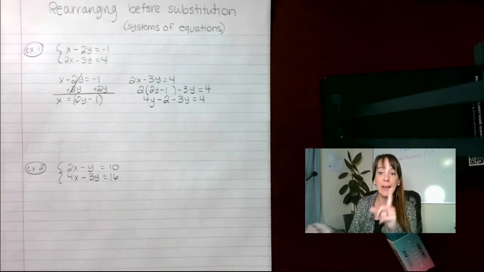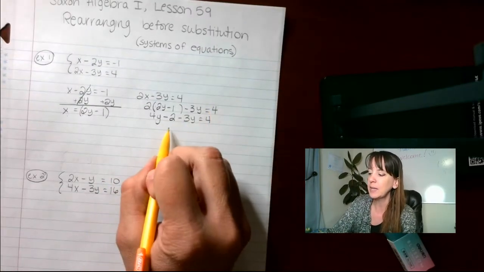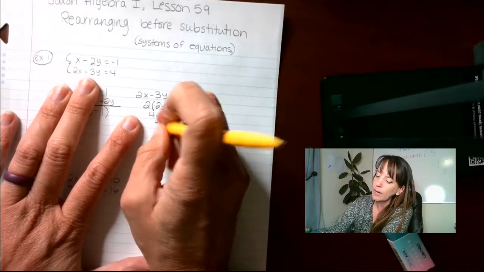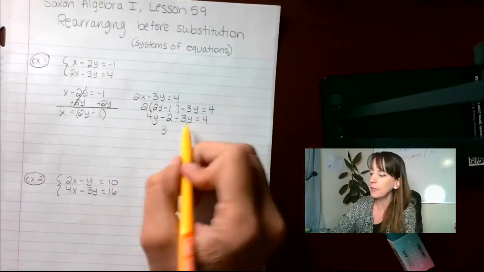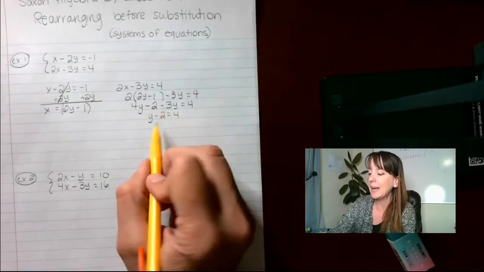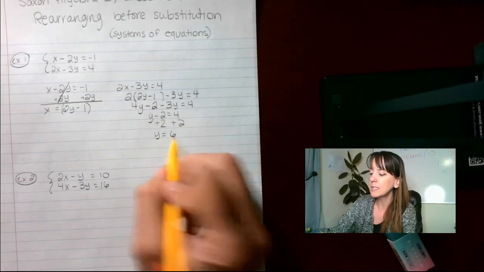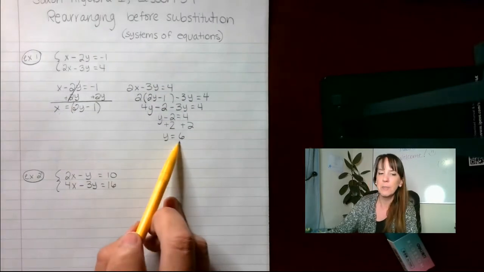All right, now we have just one variable, the y's. So we got 4y and 3y. That gives me 1y. And instead of writing 1, I'm just going to write y. I'm trying to be a little bit more mature in our math here, right? Minus 2 equals 4. Let's go ahead and add 2 to both sides. So y equals 6.